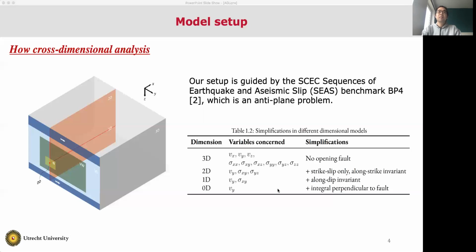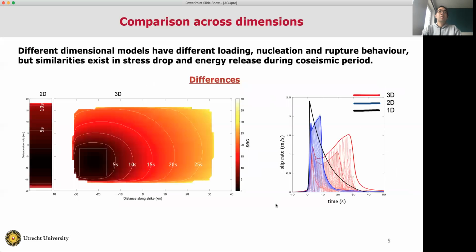And these simplifications are shown in this table. So our results for the comparison across dimensions are this. We have the differences, we also have similarities. First we should notice that different dimension models have different loading, nucleation, and rupture behavior.